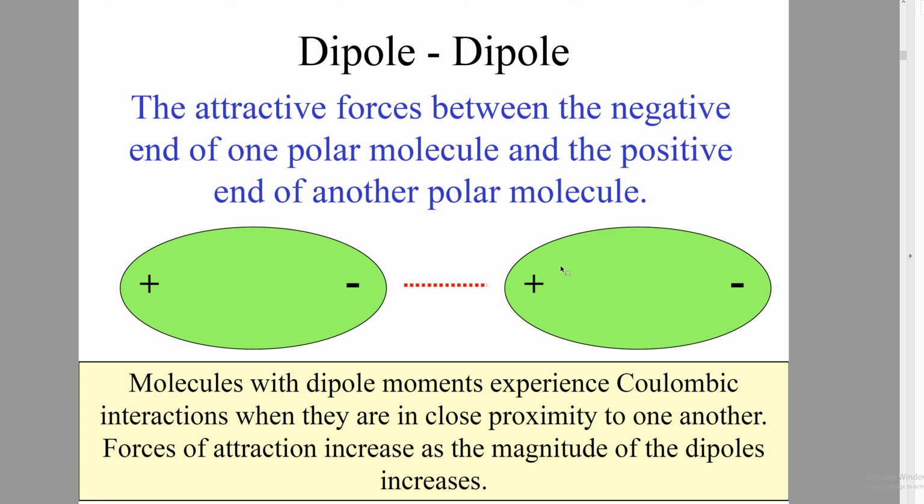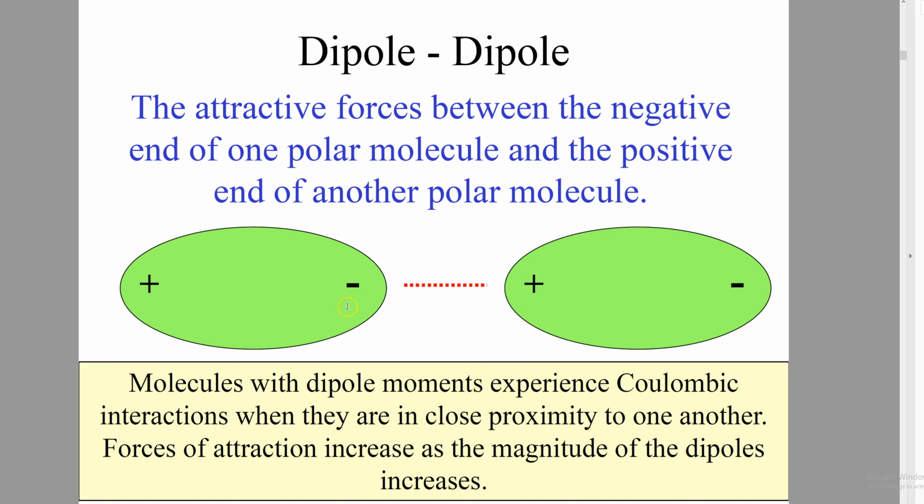Here's another example of something where you have a dipole versus a dipole. And this classic example here is when you get two dipole molecules, one negative side attracts to the positive side. And again, we're taking a look at water as an example, where you have a negative charge on the oxygen and a positive charge on the hydrogen. So molecules with dipole moments experience Coulombic attractions when they're in close proximity to each other.